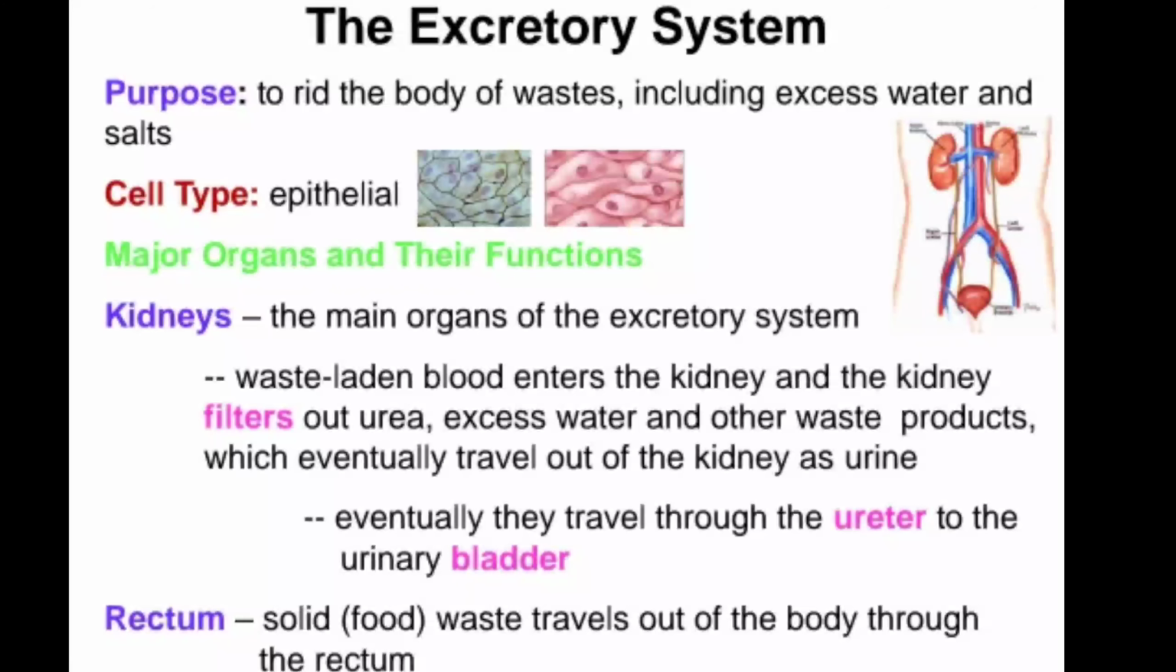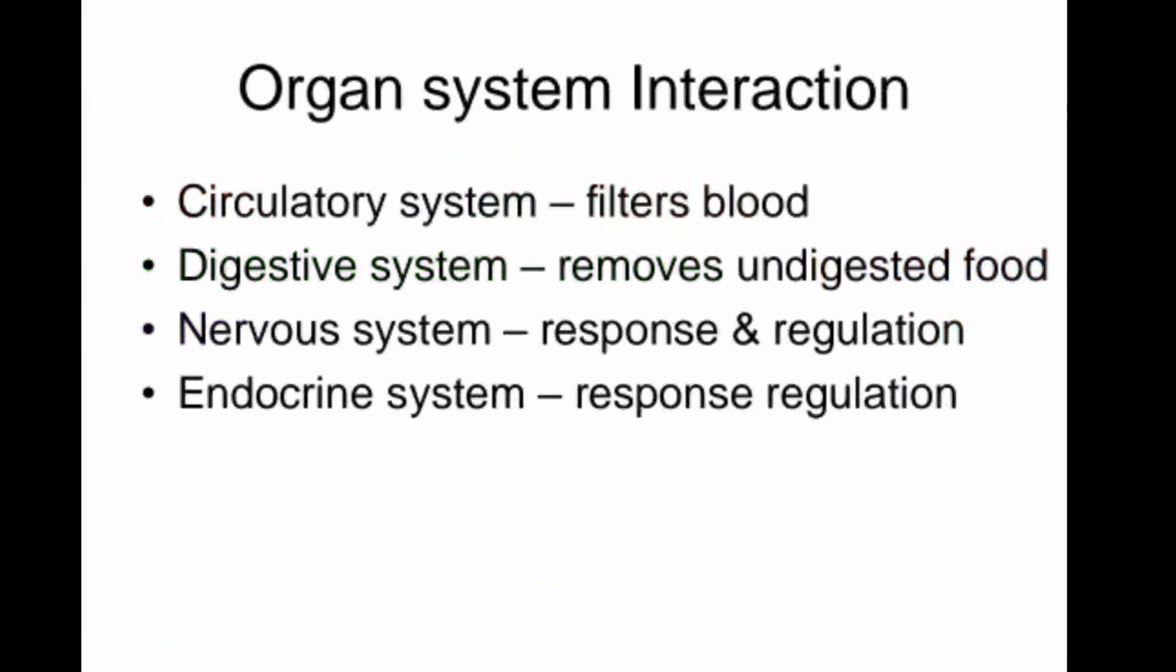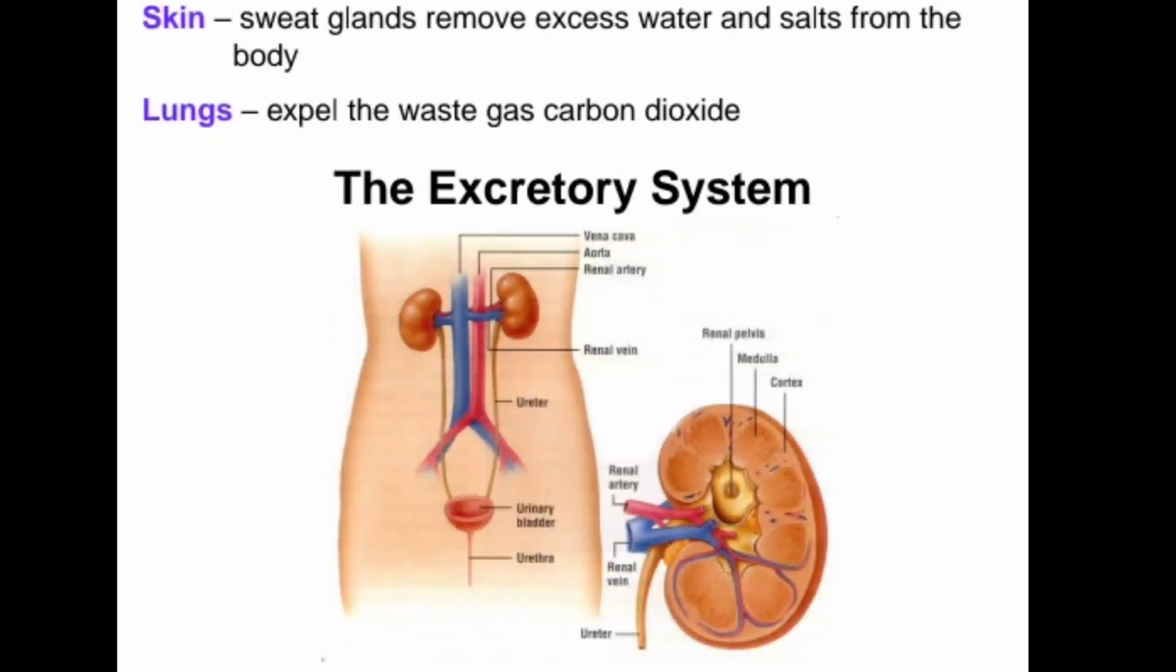Waste-laden blood enters the kidney and the kidney filters out urea, excess water and other waste products, which eventually travel out of the kidney as urine. Eventually they travel through the ureter to the urinary bladder. Rectum. Solid food waste travels out of the body through the rectum. The excretory system.